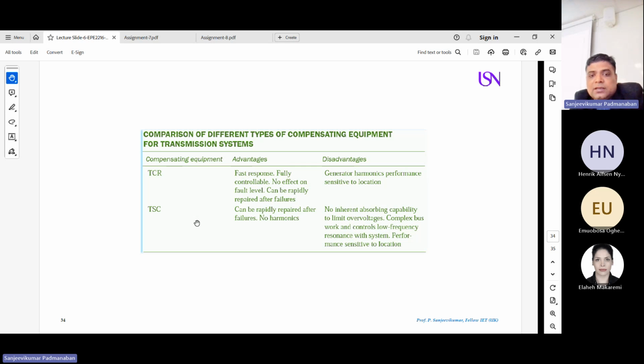Similarly, for a TSC, it can be repaired or can rapidly work under faulty conditions, and no harmonics are generated. And the disadvantage, obviously, is that it requires large capability to limit the overvoltage conditions because the capacitors are very sensitive. So they are not inherently good at absorbing large overvoltages. And of course, their working principle is very complex, and controlling the subsynchronous or low frequency resonance in the system is also complex. Overall, it's very sensitive to location.